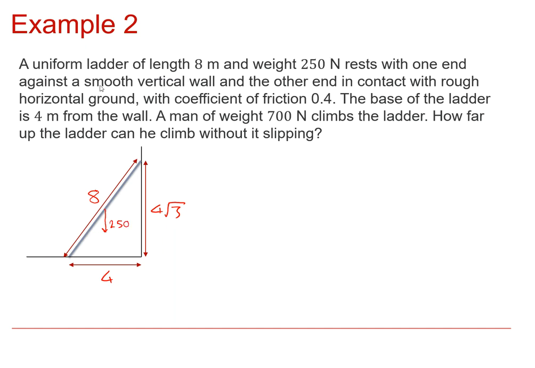It's still a smooth vertical wall, so there's still only going to be a normal reaction force there. There won't be any frictional force. We're told what the coefficient of friction is now. So we're told that mu equals 0.4. But it is still rough horizontal ground, so there'll be a normal reaction force R and a frictional force F.